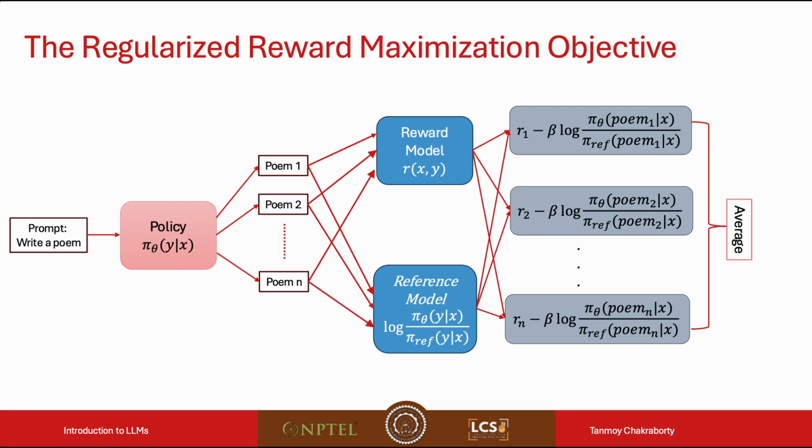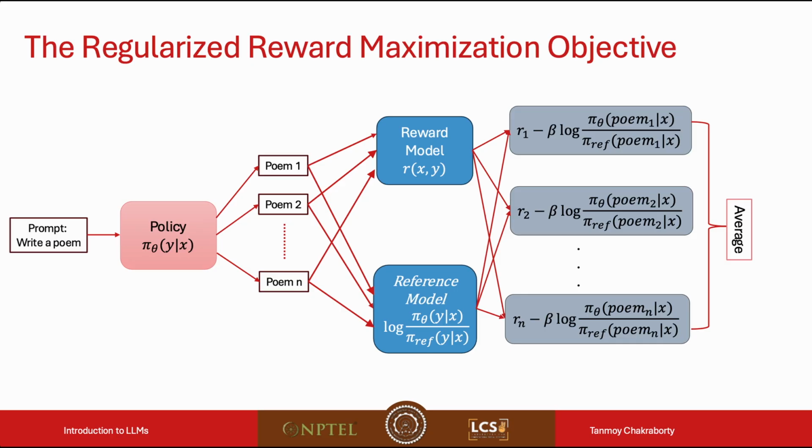So now, given this regularized reward maximization, why is this a regularized reward? Because you can think of this component as a regularizer. This is your objective and this is your regularizer. The regularizer essentially tries to balance both these things. So this regularized reward maximization will be used to further refine the policy model. The policy model is the LLM that you want to rectify, you want to refine.